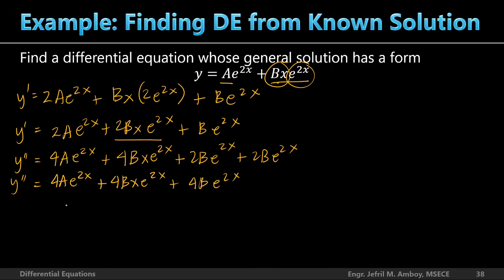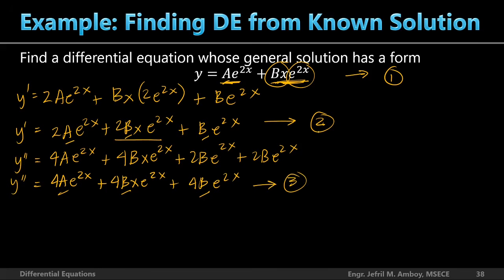So here, we have two arbitrary constants to eliminate, a and b. Here we have a and b. And here we have a and b. From the given general solution, we have the terms a e to the 2x and bx e to the 2x. And let's call this equation 1. For this y prime, let's call this equation 2. And for y double prime, let's call this equation 3.